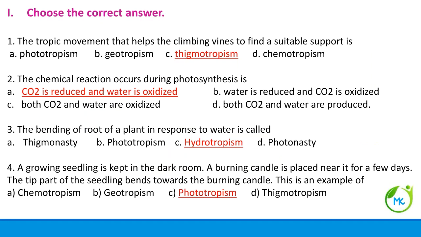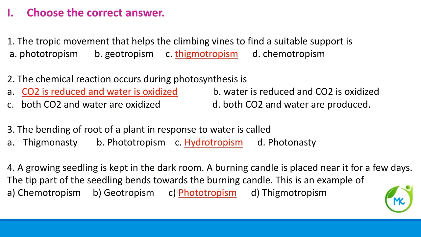The bending of root of a plant in response to water. So the stimulus is water. So out of the following, the root in response to water is hydrotropism. So water is hydro. So the bending of root in response to water is a tropic movement. So it is hydrotropism.